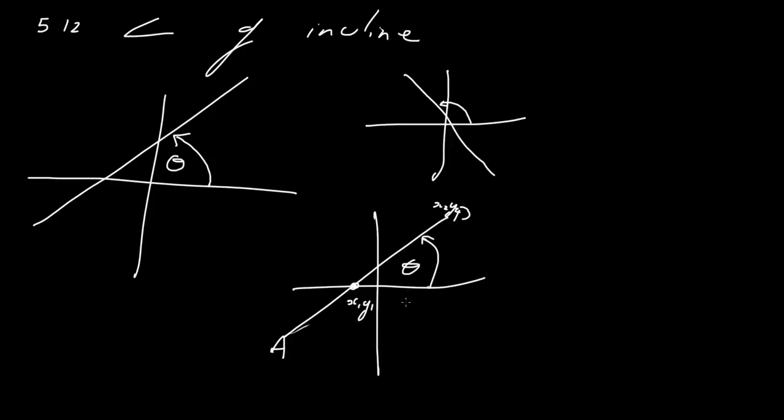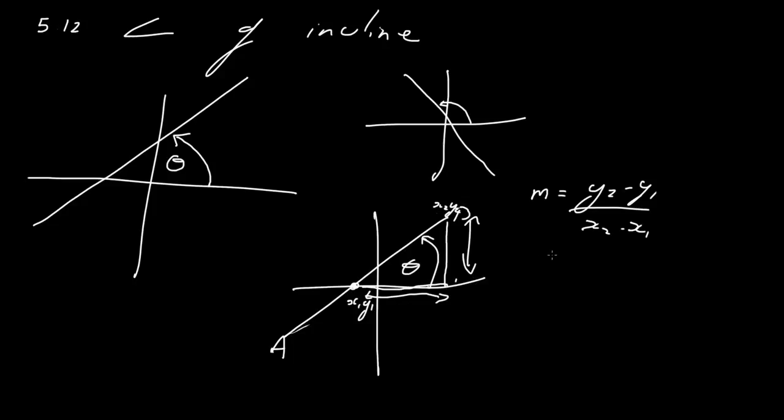Okay, and they just tell you there that m, the gradient, is equal to y2 minus y1 over x2 minus x1. Also, if you look at the triangle that's formed here, the length of the x part of the triangle is x2 minus x1.